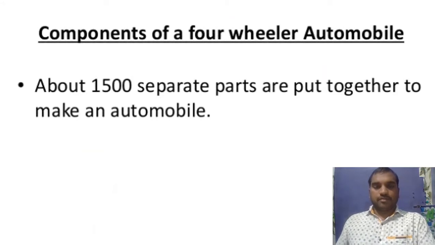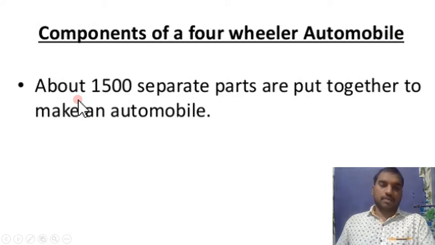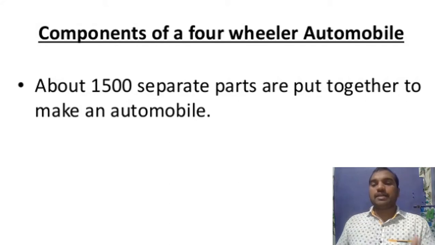Coming to the next slide, we are going to discuss the components of a four-wheeler automobile. If you observe the first point, about 1500 separate parts are put together to make an automobile. So if you want to manufacture an automobile, it is a combination of 1500 separate parts.